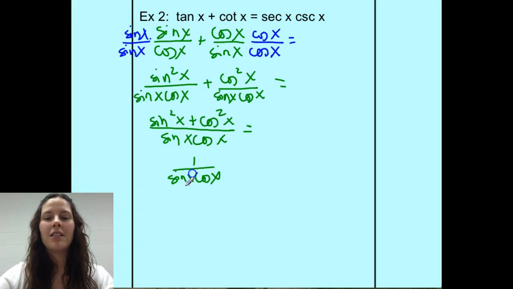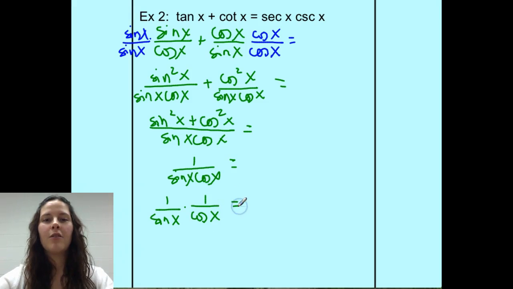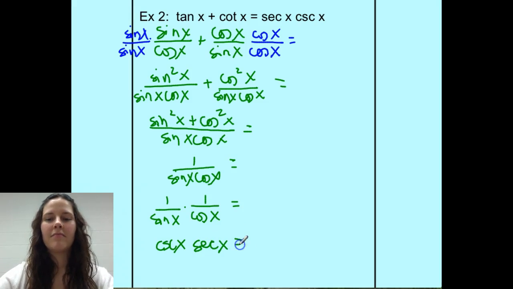So we can split this fraction up as 1 over sine x times 1 over cosine x. Of course, the reciprocal of sine is cosecant, and the reciprocal of cosine is secant, which equals the right-hand side of the expression we started with.